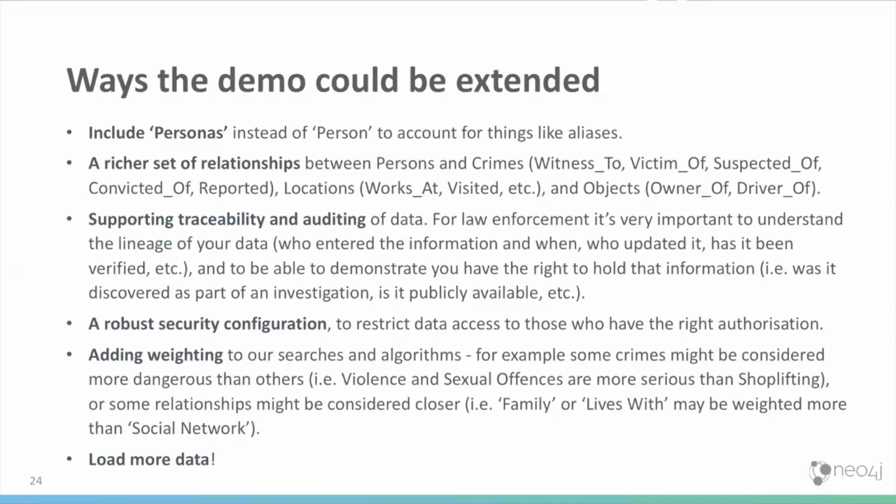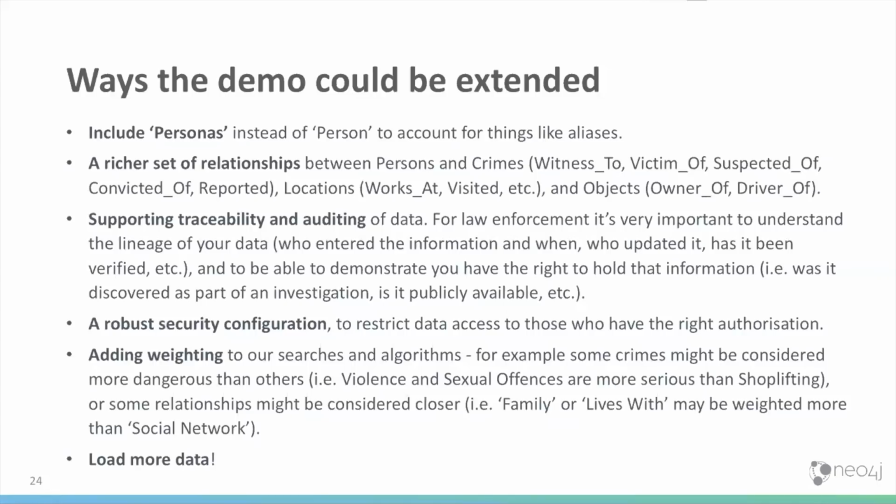And then perhaps you might want to add weights to this. So for example, some types of crimes might be considered more dangerous, like a violent crime would be more serious than shoplifting. You might weight some relationships more heavily. So, you know, a family member relationship or a relationship between people who live together might be considered stronger than a social network link, something like that, right?